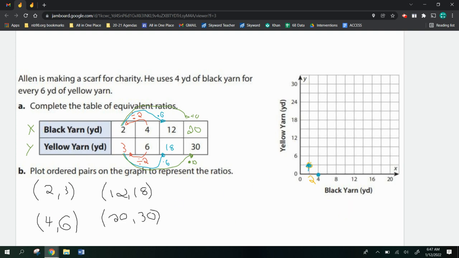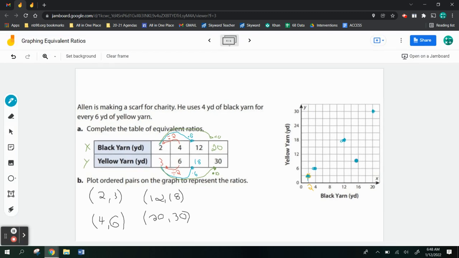Next point, 4, 6. Go to 4, and go up to 6. Next point, start at the origin, go to the right until you hit 12, then go up to 18. Last point, start at the origin, go to the right to 20, go up to 30. Those are the 4 points that they wanted me to graph.